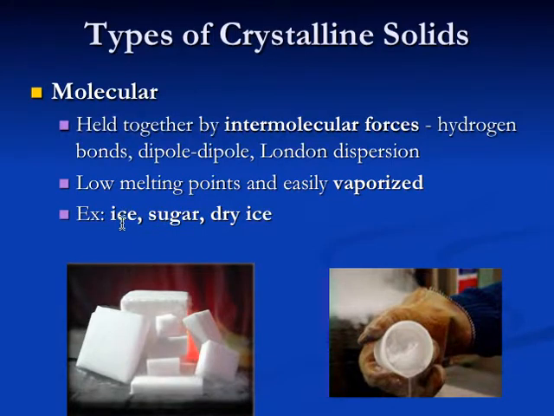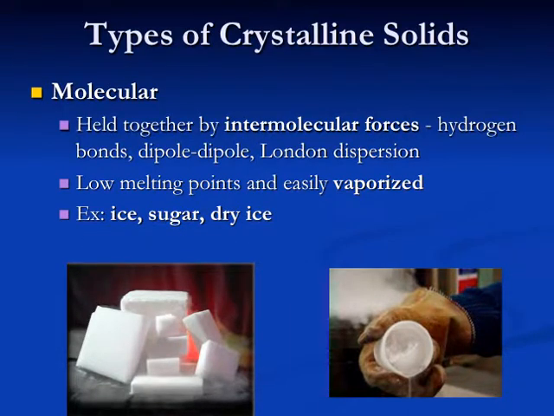And some examples would be ice, dry ice, which is solid carbon dioxide, sugar, which you remember from the lab that we did, that sugar melts very easily. That's because the forces that are holding the sugar molecules together are not that strong. So pretty easy to melt them. A lot of them will exist as a liquid or a gas at room temperature. Sugar is an example of something that would actually be a solid at room temperature, but pretty easily melted.